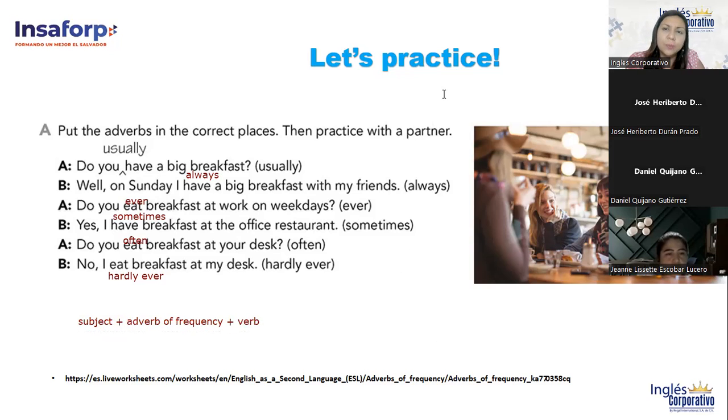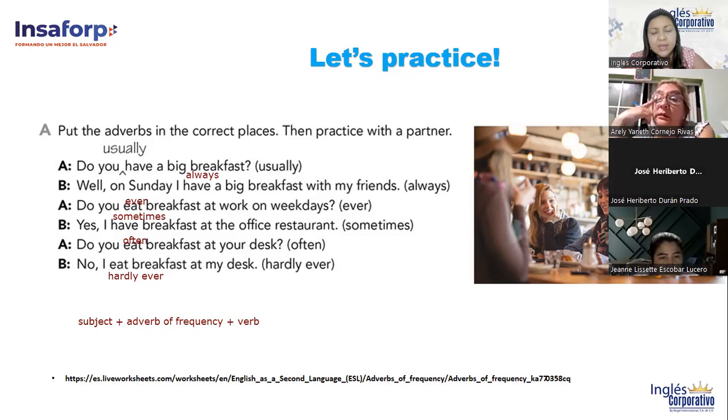Okay. We are going to practice, guys. I will type here the adverb of frequency, and you will write a sentence with that adverb of frequency, okay? The adverb of frequency is never. Make sentences with never, please. Sentences with never, you can open your microphone or you can type it in the chat.